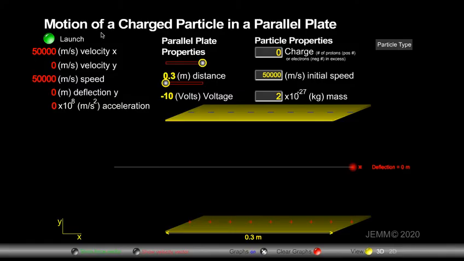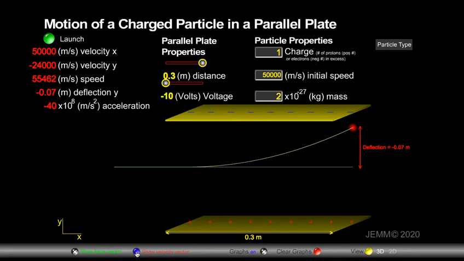So one of the first factors we're going to investigate is the charge. Let's give it a charge of 1 and see what happens. Notice it begins to be deflected upwards. I'm going to turn on the force vector here to show that force acting, along with the velocity vector. Now let's increase the charge. We're going to go from a charge of 1 to a charge of 2. And let's see if this influences the deflection at all.